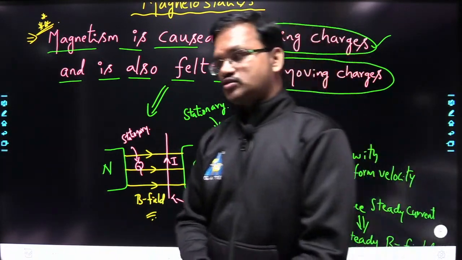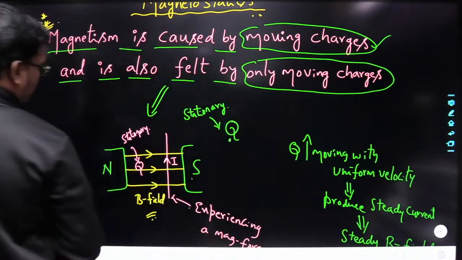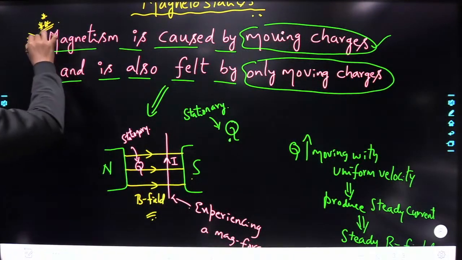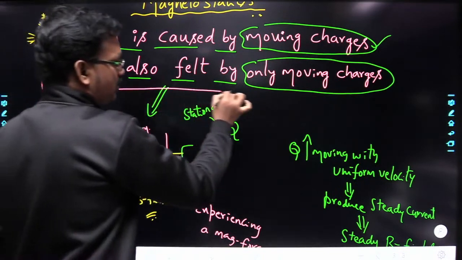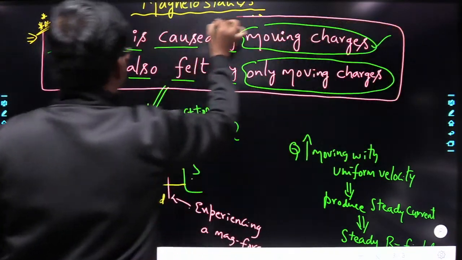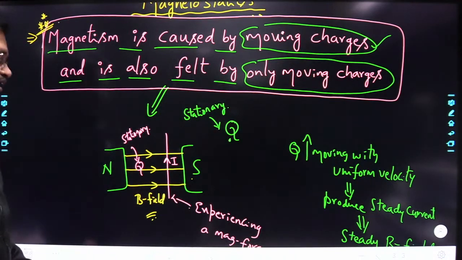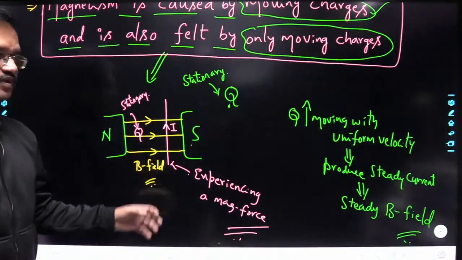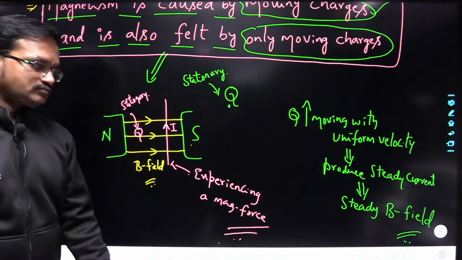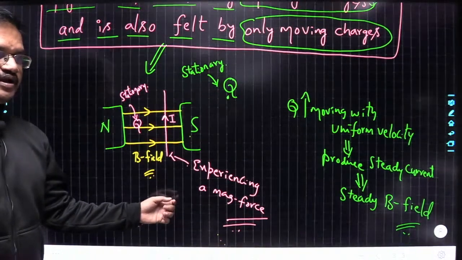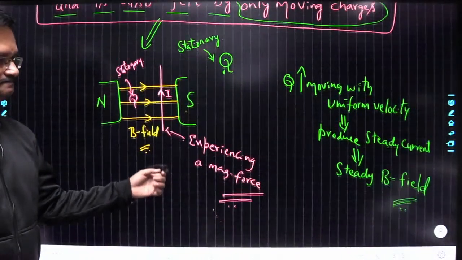Understood? So these points are very, very important. This statement is very important: magnetism is caused by only moving charges and is also felt by only moving charges, right? I hope this statement is crystal clear. Yes or no, is this statement clear? Tell me.